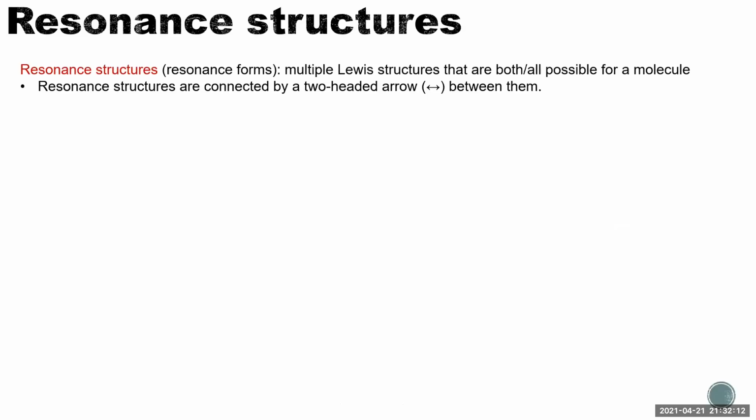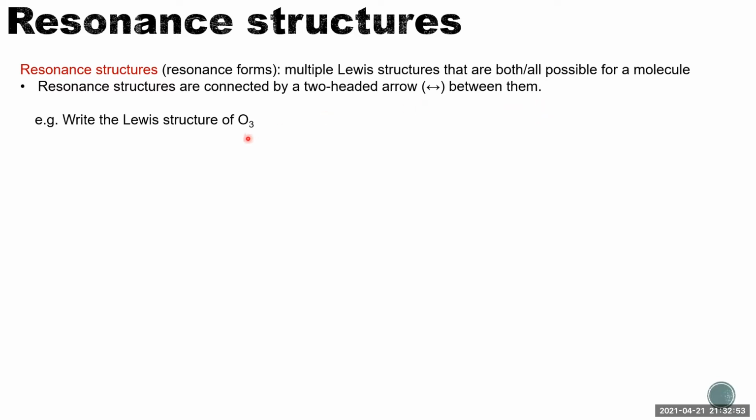So resonance structures, or resonance forms, are multiple Lewis structures that are all possible for a molecule. Sometimes there are multiple ways to write the Lewis structure for a molecule, and we call those resonance structures. Those are equivalent to each other. For resonance structures, they are connected by a two-headed arrow between them. So let's take a look at an example.